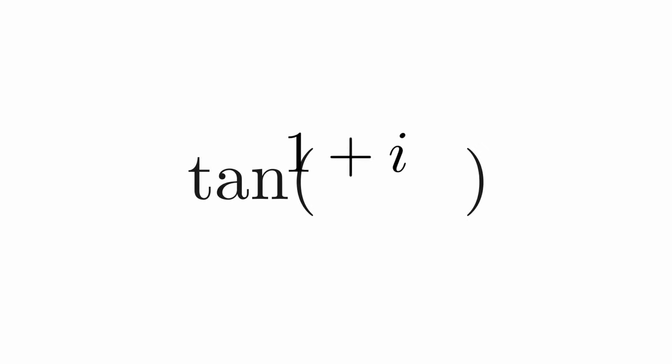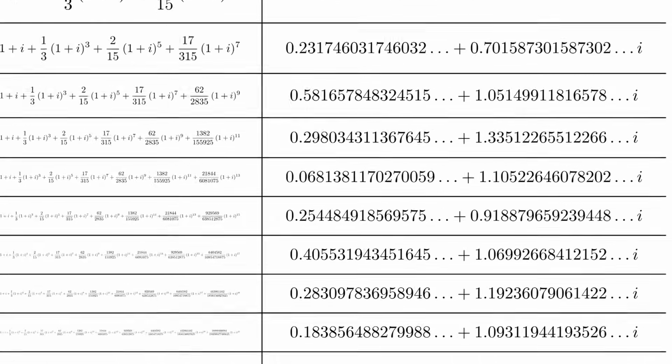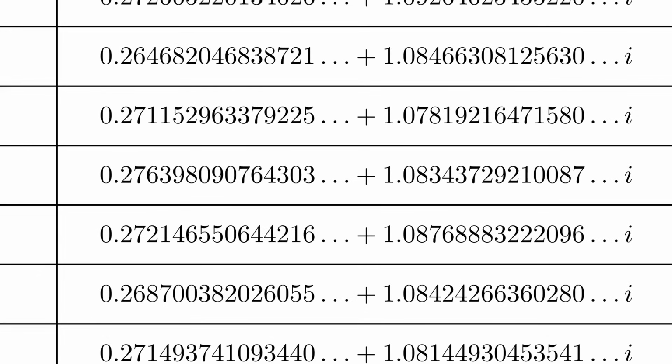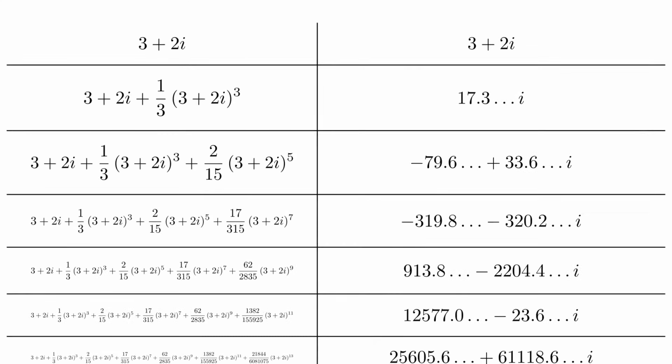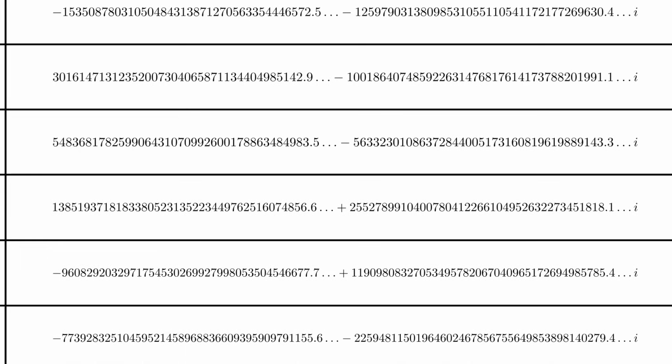If I plug in a complex number that's close enough to 0, like 1 plus i, then we see that the partial sums converge, just like happened with sine before. If, though, we try to plug in 3 plus 2i to the partial sums, this happens. Whoops. No matter how many terms of the partial sum I write down, it's just not getting any better.